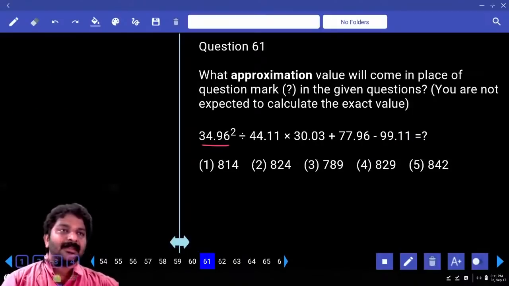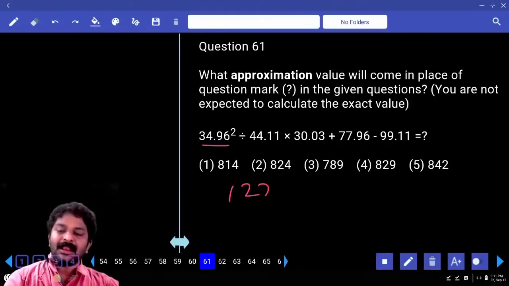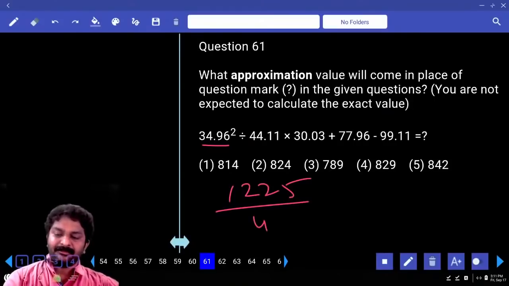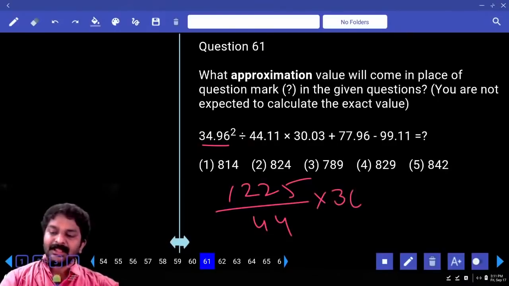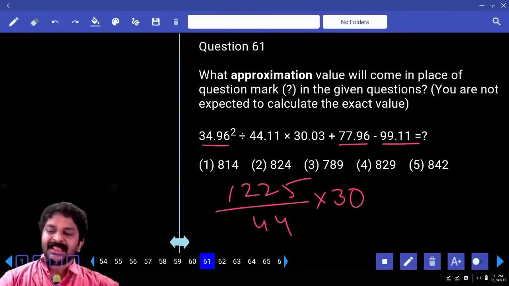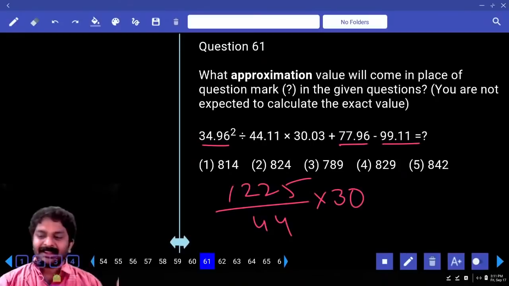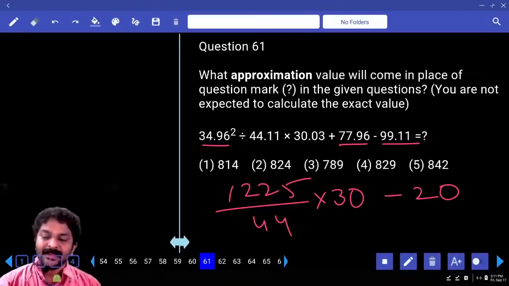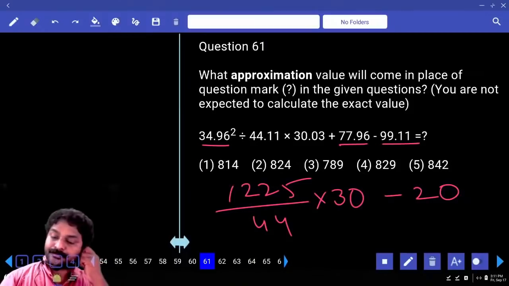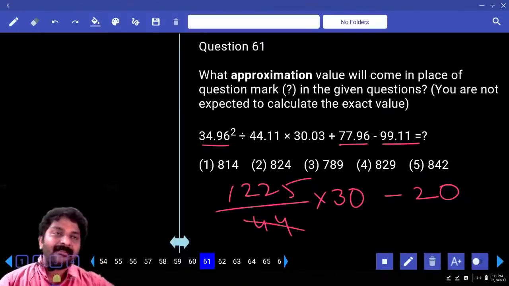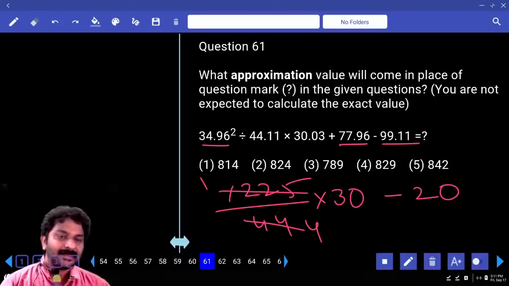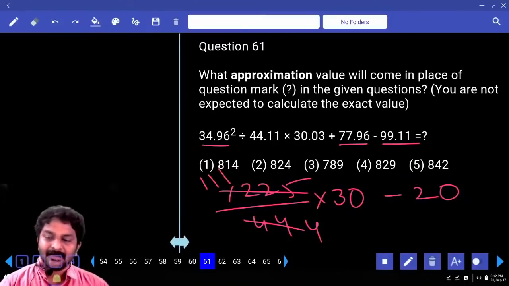35 square. 1225 divided by 44 into 30 plus 78 minus 99. Approximately, can we treat it as minus 20? Come on. Right. Now, cancellation with 11: 4 times, 11 once, again 11 once, and again once.